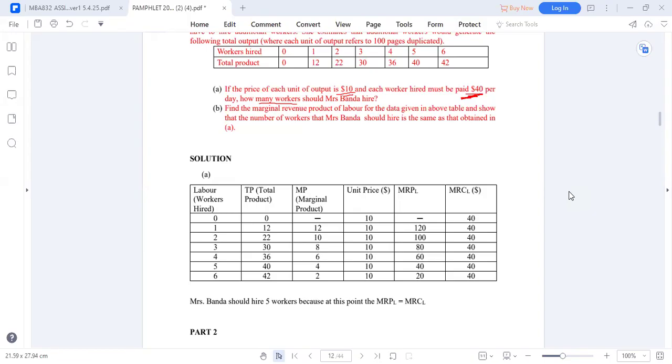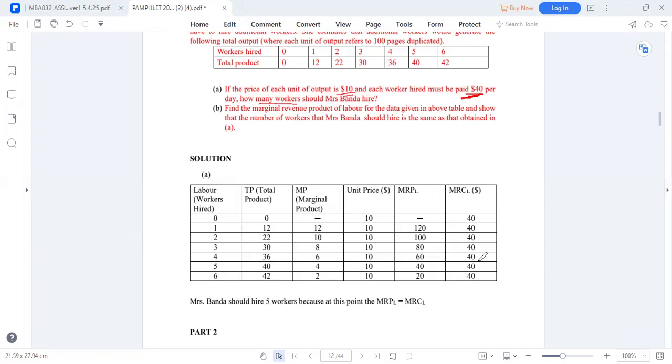What are you going to look for? She should have 5. 5, correct. How did you find 5? It's where the marginal revenue equals the marginal cost. It's where the marginal revenue product is equal to the marginal resource cost.